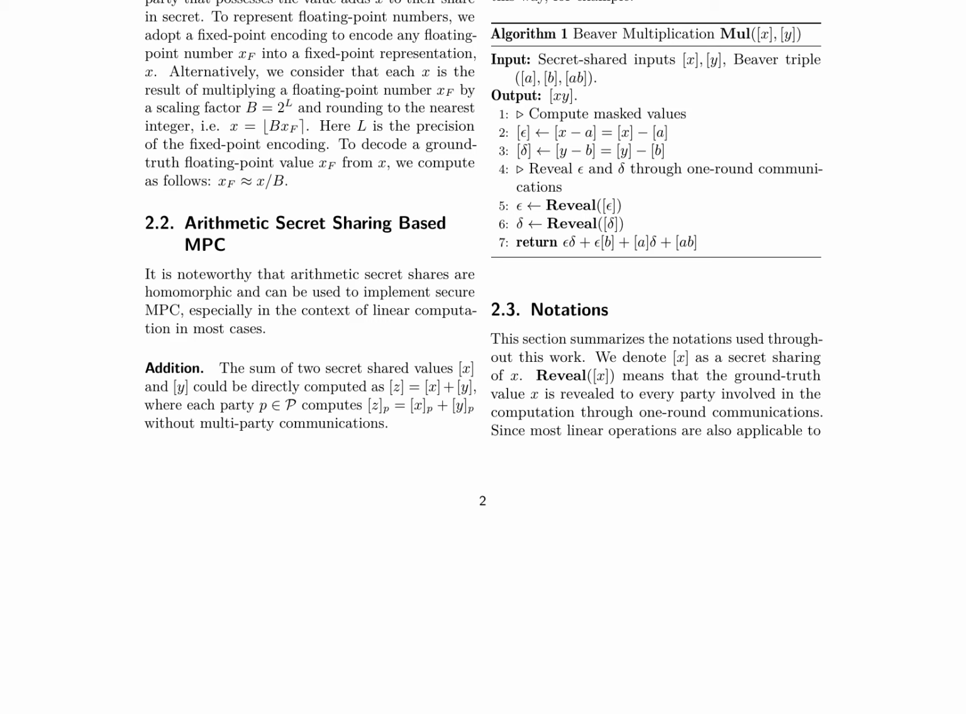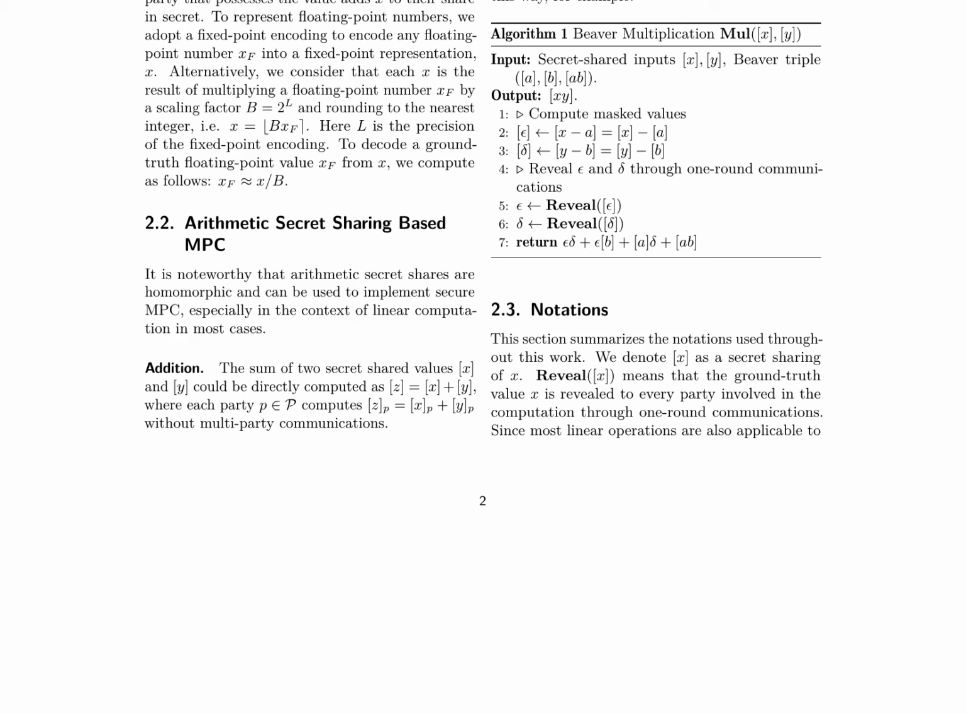The authors then discuss how to implement secure MPC using arithmetic secret shares, which are homomorphic and can be used to implement linear computations. They describe how to perform addition and multiplication operations on secret shared values, including the use of Beaver triples for secure multiplication. The authors also explain how to implement linear functions, such as elementwise product and convolution, by combining additions and multiplications.